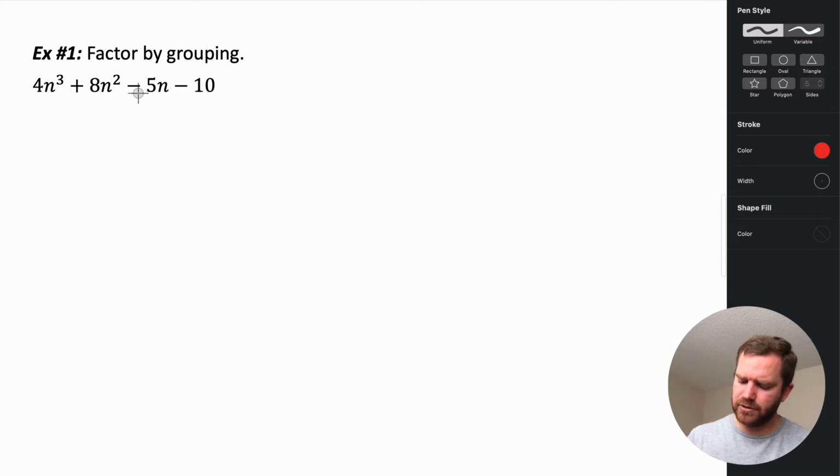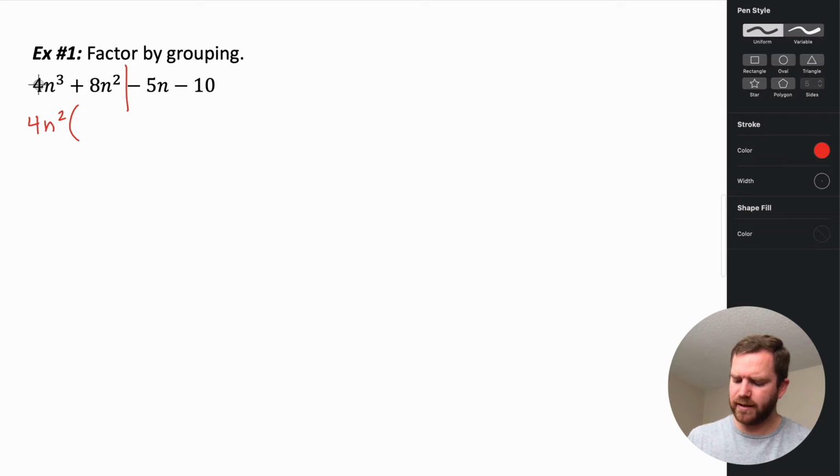So the first thing we want to do is split this polynomial into 2 different parts. We're going to split it right down the middle, and we're going to focus on factoring out the common factor for each half of these. So in looking at the first half, what is it that these 2 terms have in common? They're both divisible by 4, and they both have at least n to the 2nd power. And now we're going to undo the distributive property and factor out the greatest common factor.